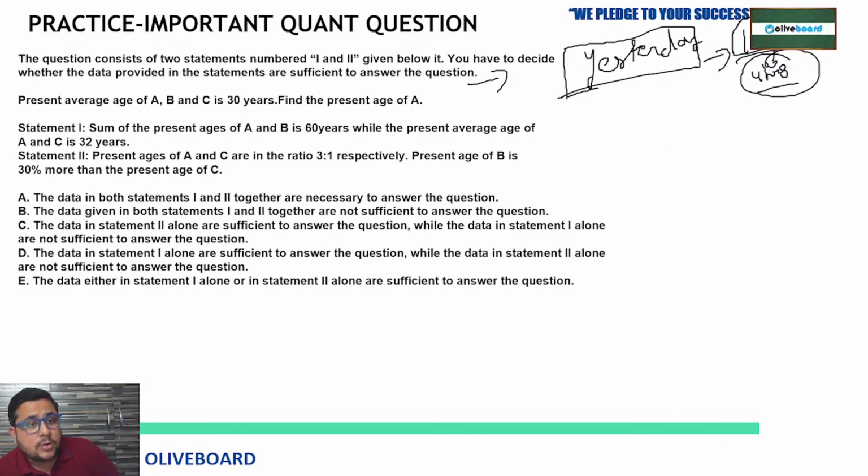See, the present average age of A, B, C is 30 years. Find the present age of A. So we have to find out what. See, in data sufficiency based questions, we just have to check whether the statements are sufficient to answer the question or not.